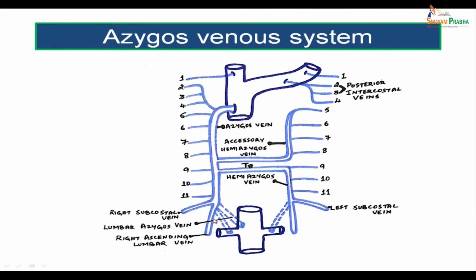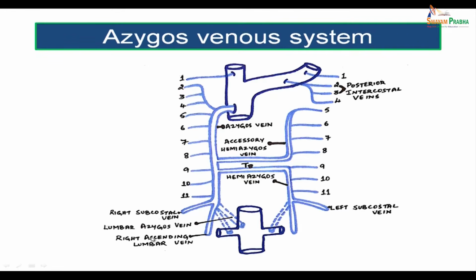This azygos vein starts off in the abdominal cavity as the union of right subcostal vein, right lumbar azygos and right ascending lumbar vein. The lumbar azygos vein will communicate the azygos vein with the inferior vena cava because it is going to connect to the inferior vena cava, the lumbar azygos. Occasionally you find the right subcostal and the lumbar azygos itself forming the azygos vein without a contribution of the right ascending lumbar vein.